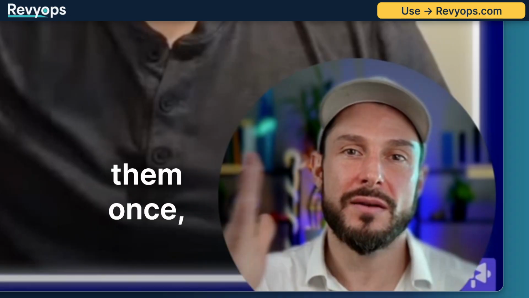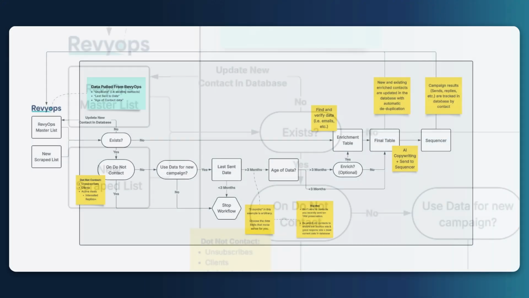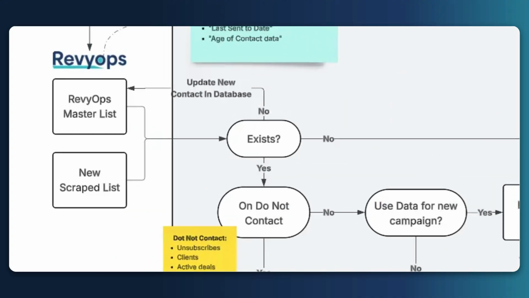Once you send to them once, say 2 or 3 months later, you're going to send to them again and again. So you don't want to just look up, do you have the contact information? You also want to look up, is the person on my do not contact list? Are they unsubscribed? Are they bounced? Are they an active deal? Are they a client? So this is what I would call a do not contact list of those different statuses within it. That's a big deal.